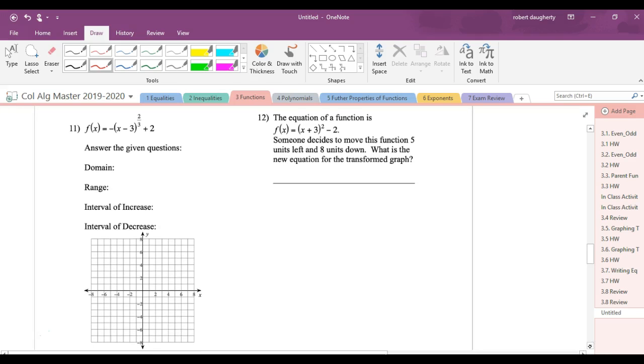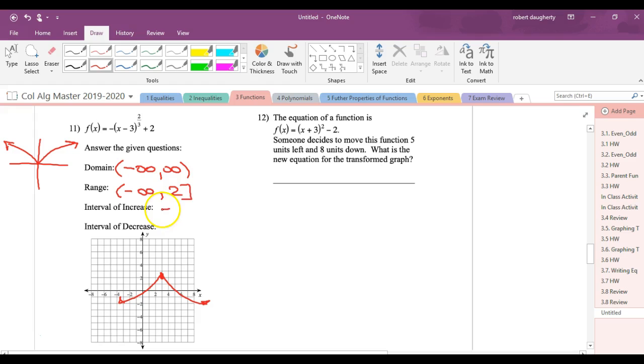Negative x minus 3 to the 2/3, plus 2. This is based on our graph of x to the 2/3. Okay, so what is happening here? This goes from negative infinity to infinity as a domain, but let me graph it first. So minus 3 means it has moved to the right 3 and up 2, and it has been reflected. So instead of going up, it's going to go down. So something like this. And so the domain is negative infinity to infinity, the range is negative infinity up to positive 2.